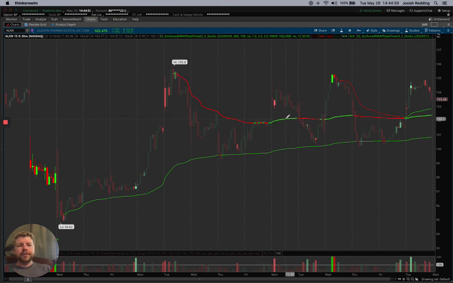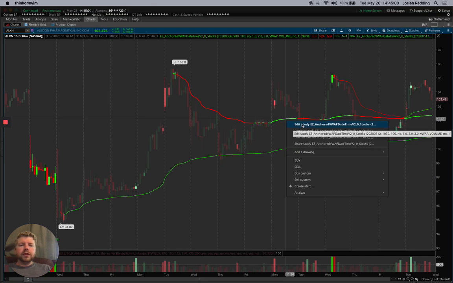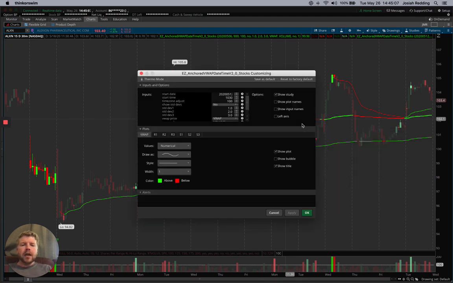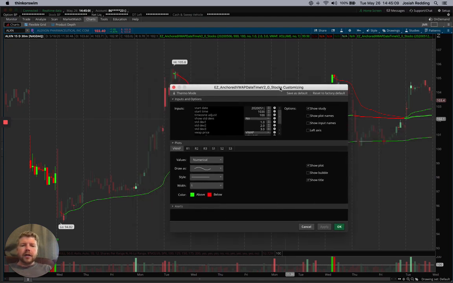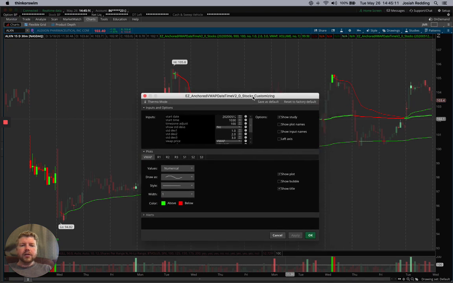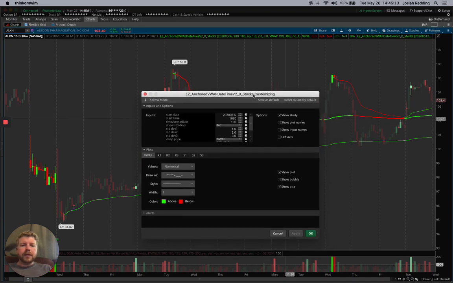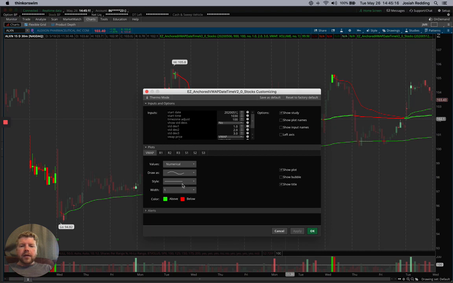Now, it's pretty intuitive, pretty quick to do. It's not as fast as just point and click like in TC2000, how Brian Shannon uses that. But it is fairly quick and easy to add one to your chart and get it set up how you want. Now, you can also adjust your colors here. You don't have to have it red and green if that annoys your eyes or something like that.